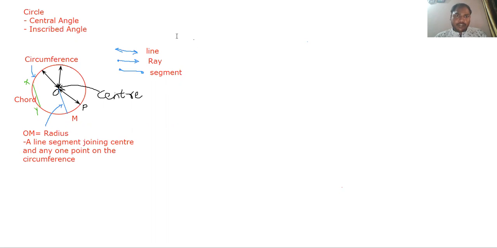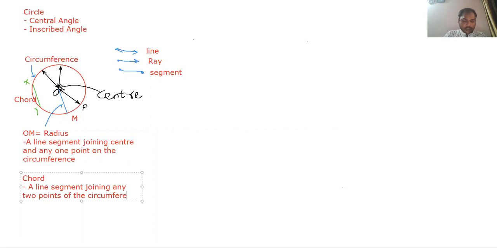So we will go further. If we want to define a chord, we can define it simply as a line segment. You all can see XY representing a segment in this way. You will get a diagram in this way. So we can say a chord is a line segment joining any two points of the circumference. When a line segment joins any two points of the circumference, that one is known as the chord.